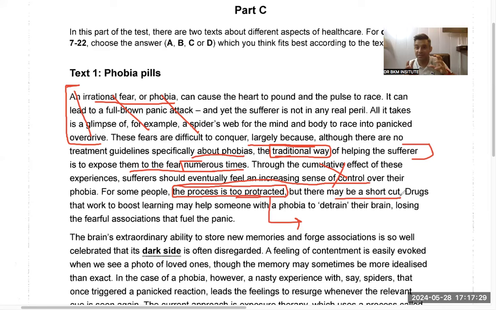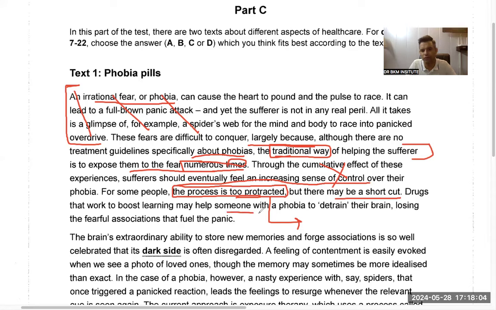So, "but" means positive and negative. The positive thing is that, and the negative thing is that the process is too protracted, but there may be a shortcut. That means the meaning of protracted becomes the process is too lengthy, the process is too long. So that is how you can understand the meaning. There may be a shortcut, so that means this method is a long cut. Long cut means this method is lengthy. So two negative things: you have to expose yourself to the fear multiple times, and the process is too lengthy.